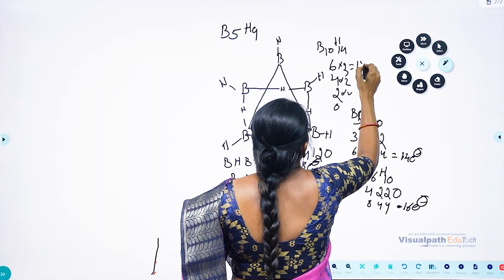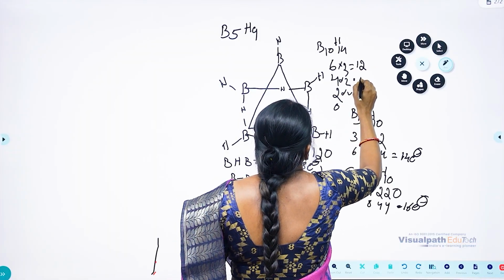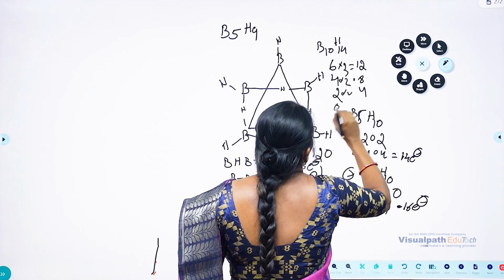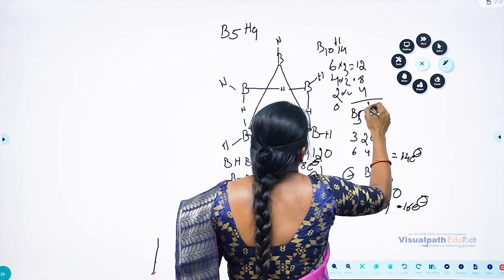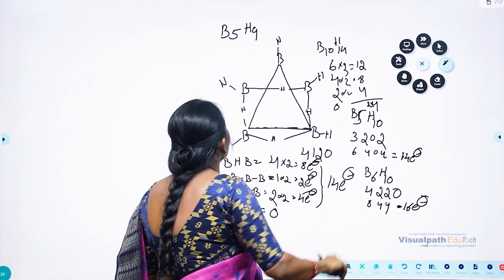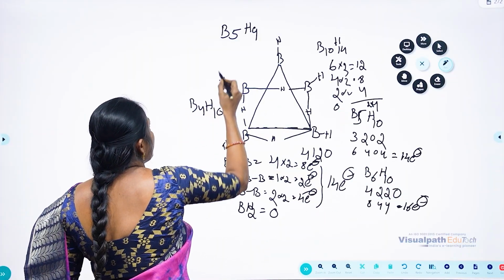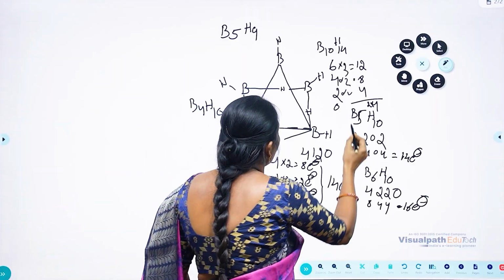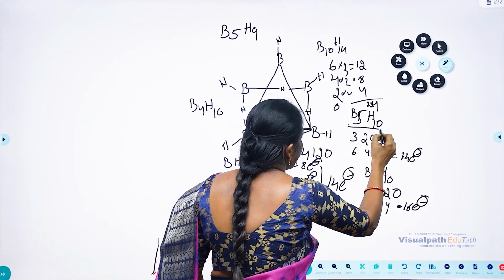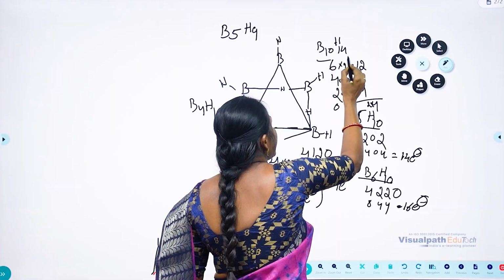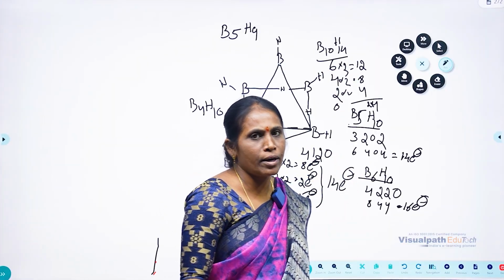Means here it is 12, 8 and 4. Total how many electrons here? 24 electrons are possible. So all these, B4H10, B5H9 and B5H10, B6H10, B10H14, all these are the higher boranes.